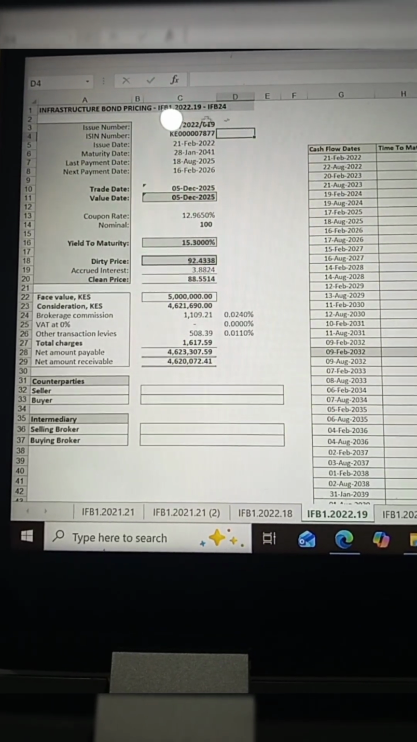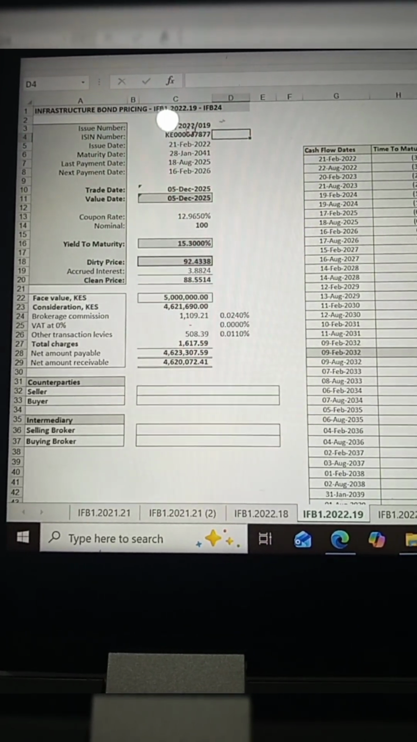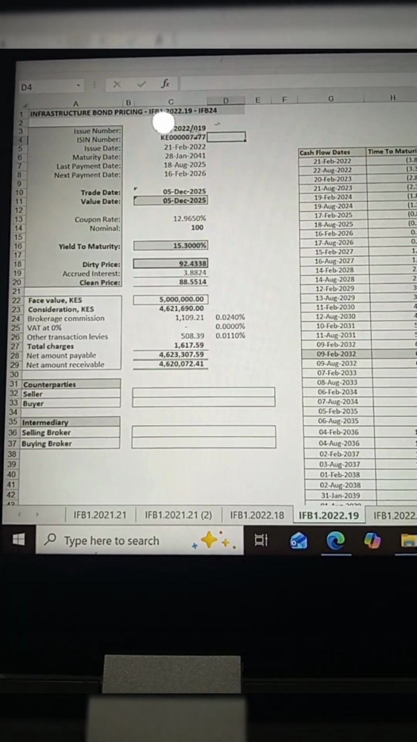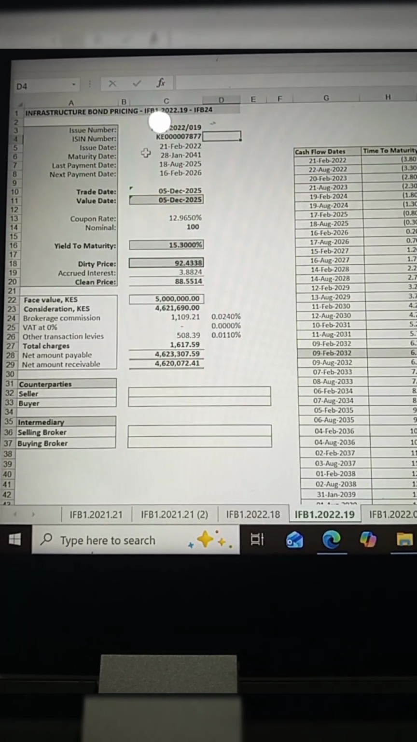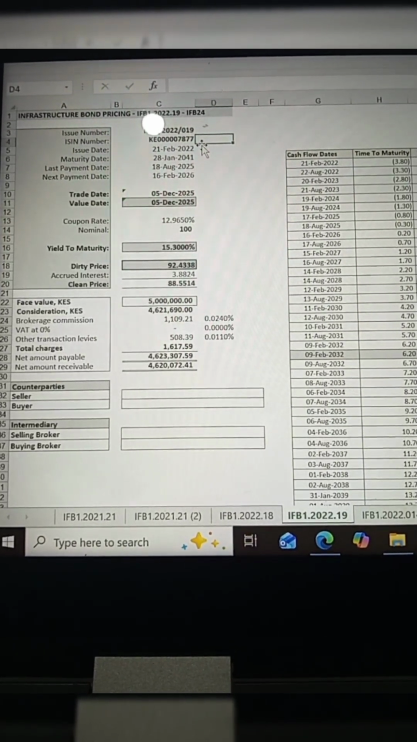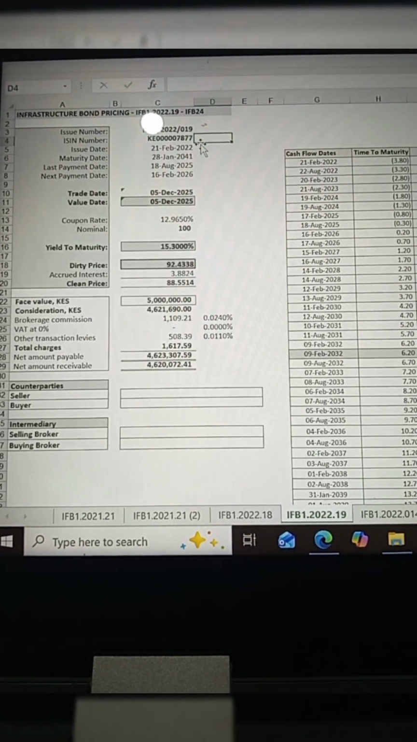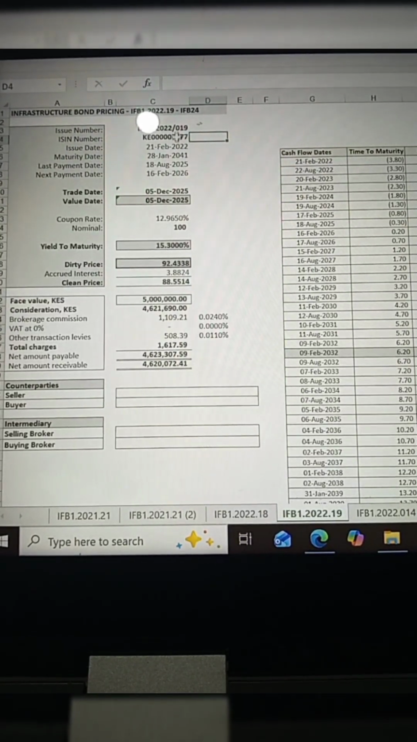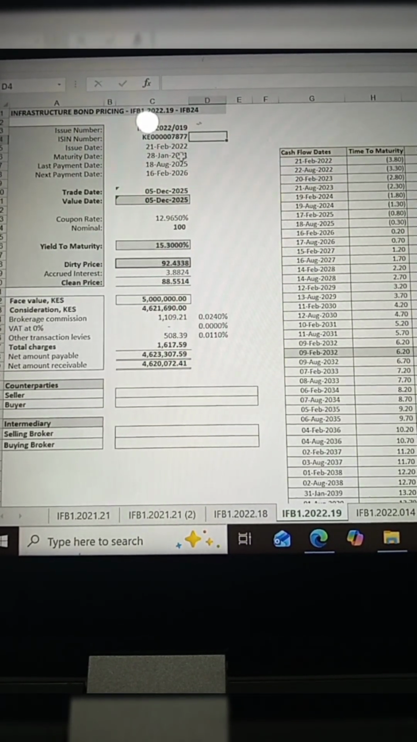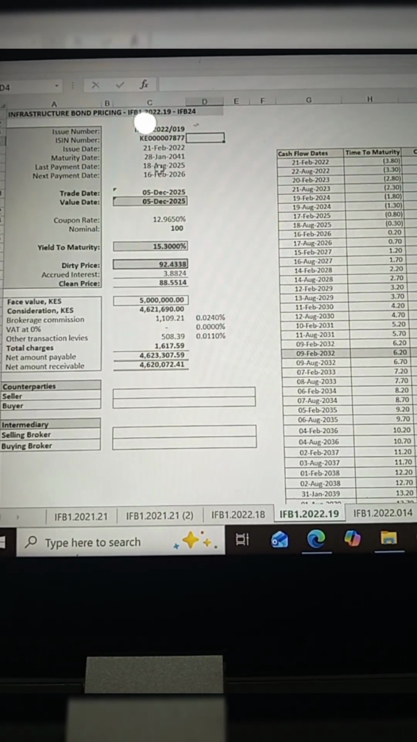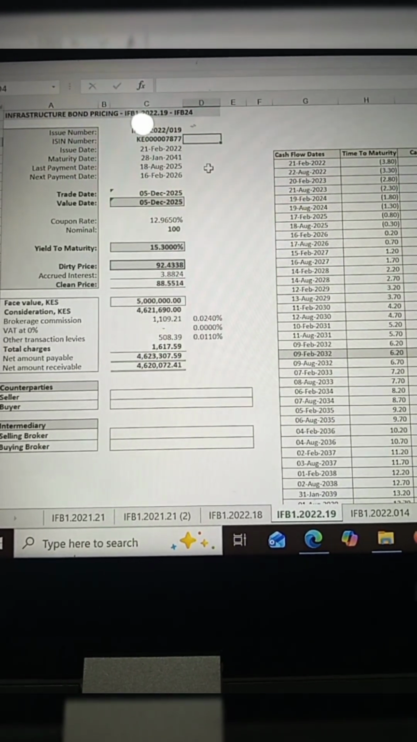Let's look at this bond IFP1 2022, which is 19 years. It was first issued in February 2022, meaning there are about 15 or 16 years remaining for this bond. The maturity date is 2041, and the last coupon was paid on August 18th. The next coupon is supposed to be in 2026.